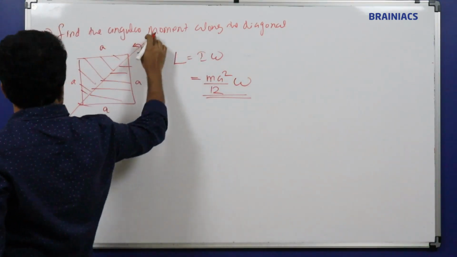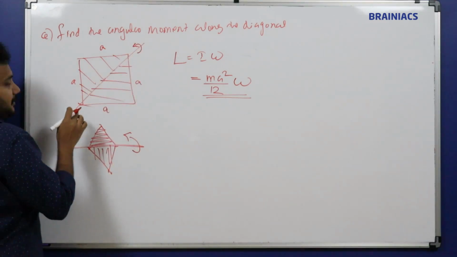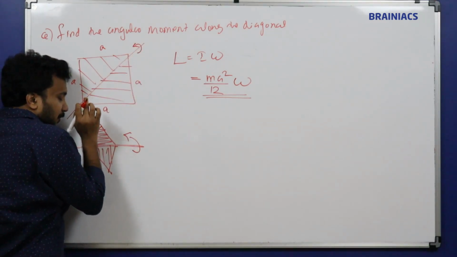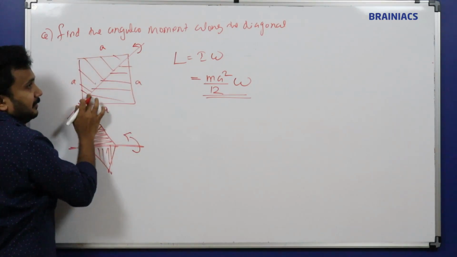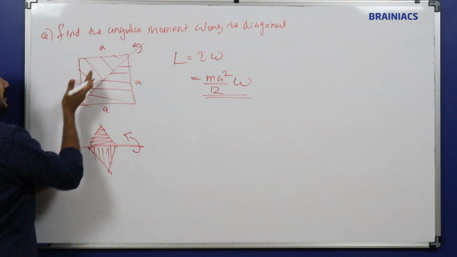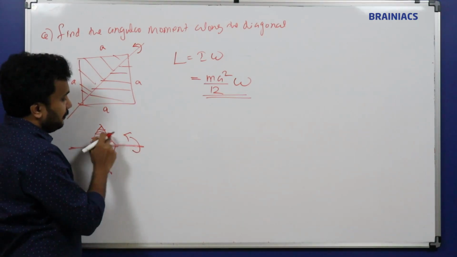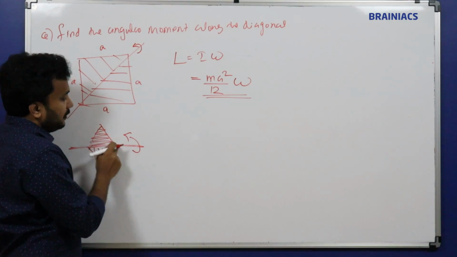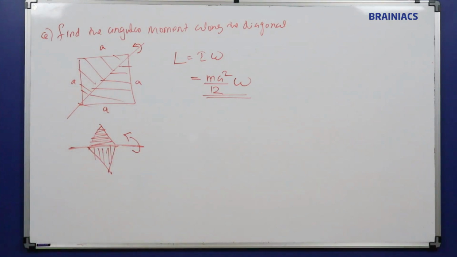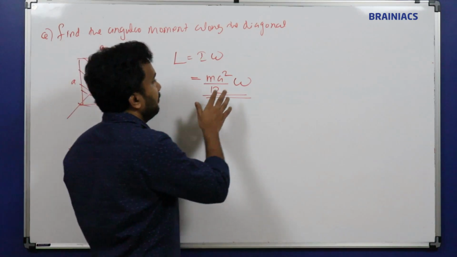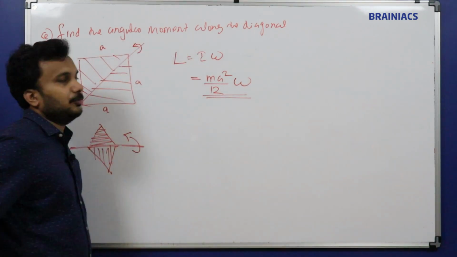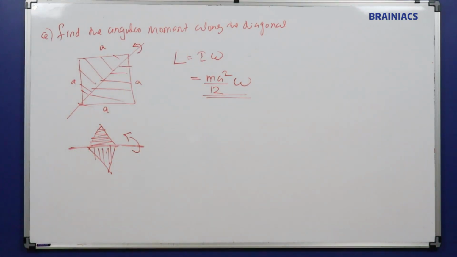So this is the moment of inertia of two triangles. This is a square. To calculate the moment of inertia about this side, you have to add the moment of inertia of the triangular lamina about this side. So for the first body plus second body, you will get ma square by 12, and multiplied with omega, because L is equal to I omega is the equation over here.